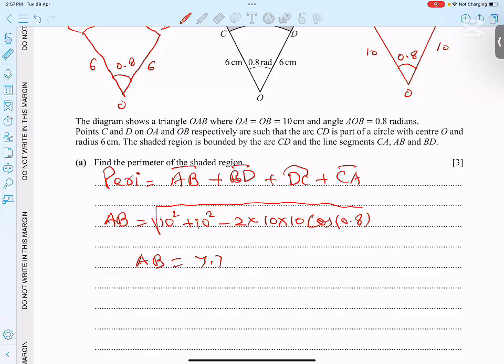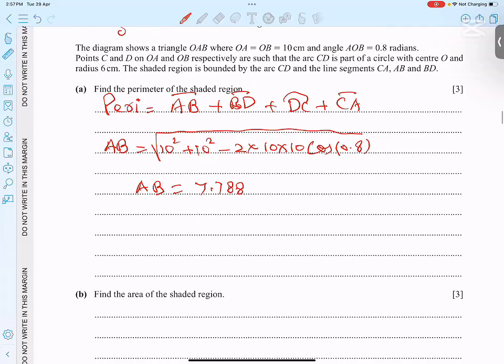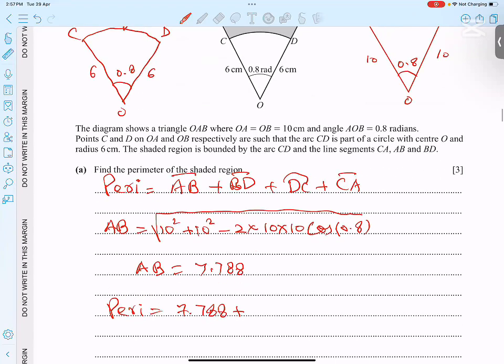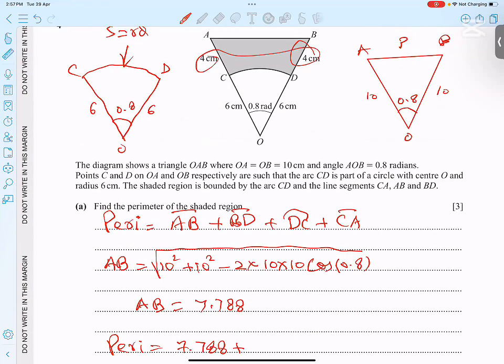7.77778. So I'm writing, it's longer. So I got AB length. So now students, we have to go for the final answer. Perimeter is what? 7.788 plus BD, straight is 4, and that is also 4.